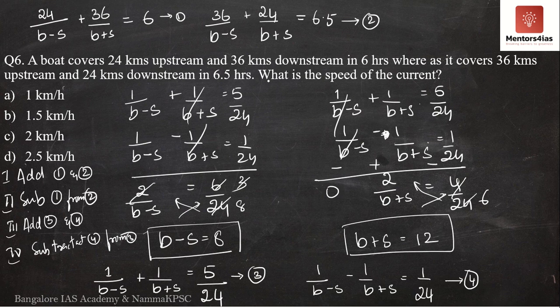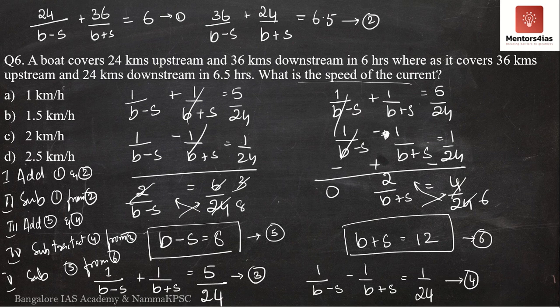What is the question now asking for? The question is now asking for the speed of the current. We now have b minus s is equal to 8 and b plus s is equal to 12. So let this be your fifth equation and let this be your sixth equation. In order to get the value of s, I am going to subtract the fifth equation from the sixth equation.